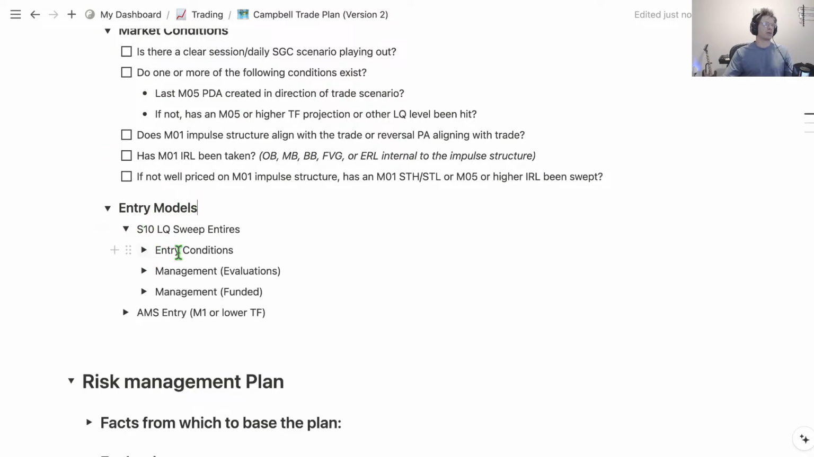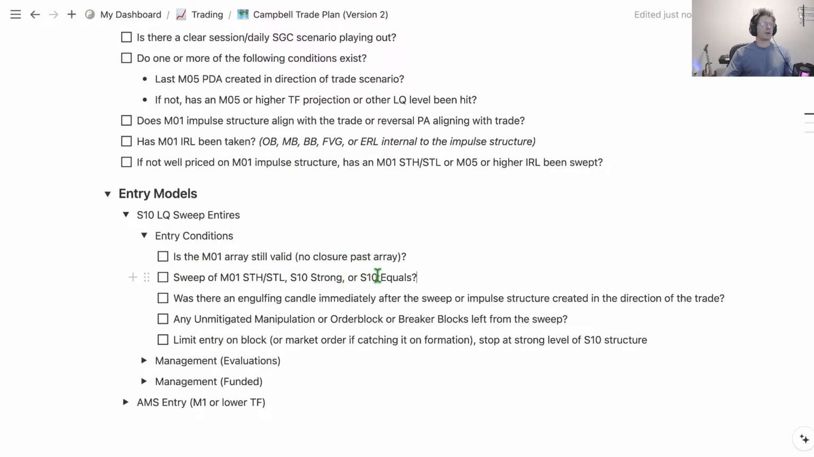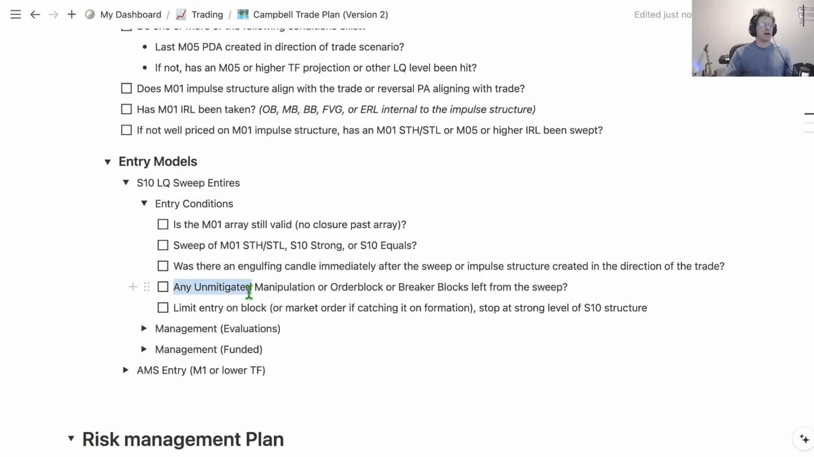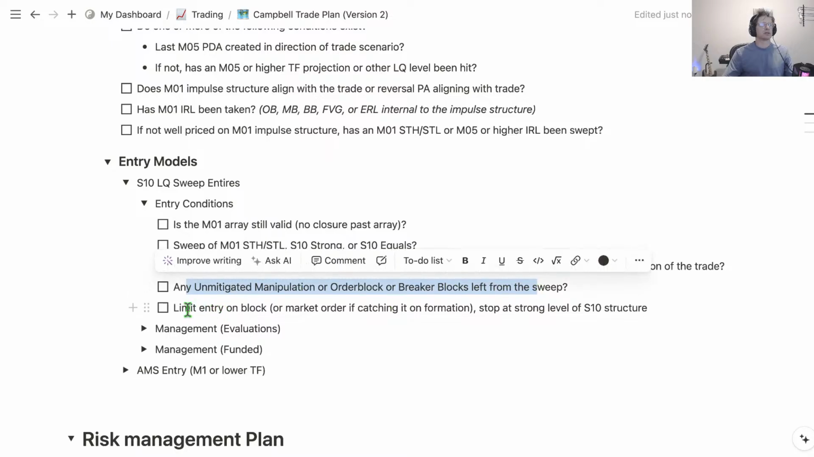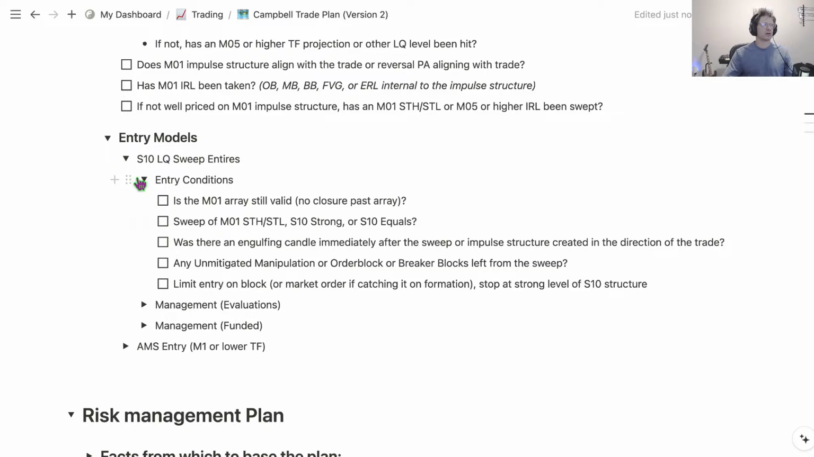If I'm looking for the trade, I'm looking for either a sweep entry, which would be if I've swept, then I want this to reverse and then come back, grab liquidity, and I'm looking for that sweep. And I'm looking for a sweep of any of these levels, and then an engulfing candle immediately after the sweep, or impulse structure created in the direction of the trade. So if that happens, then I'm looking for unmitigated blocks, manipulation order, or breaker, and then I'm looking for a limit entry off of those with a stop below the low.